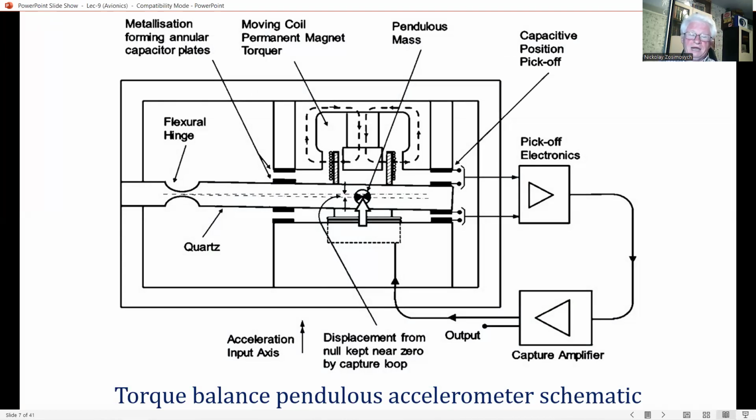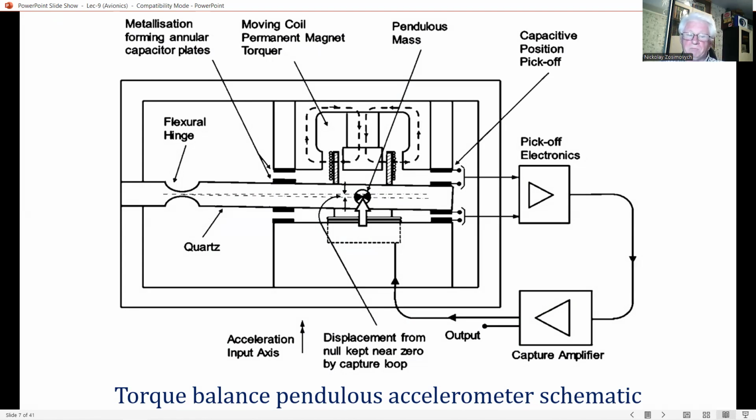Pulse torque operation of the capture amplifier is generally used, giving a pulse rate output which is directly proportional to the input acceleration. Each pulse represents a velocity increment, for example, 0.05 meter per second, or approximately 0.1 knots, providing an inherent integration.